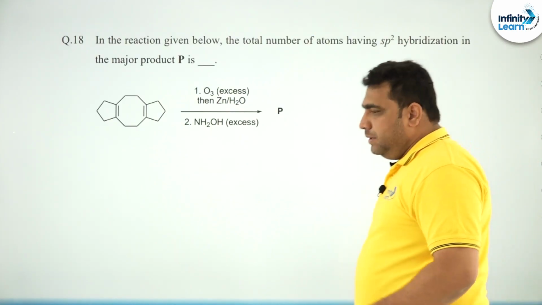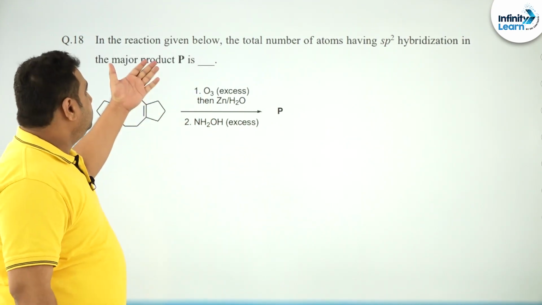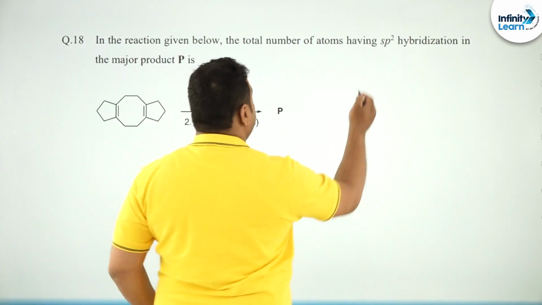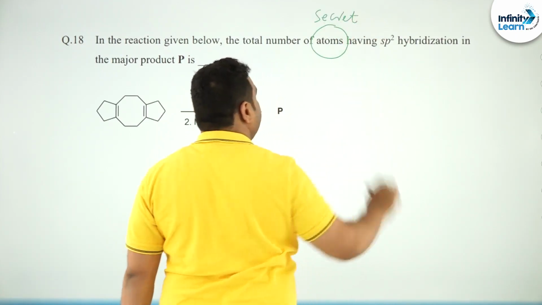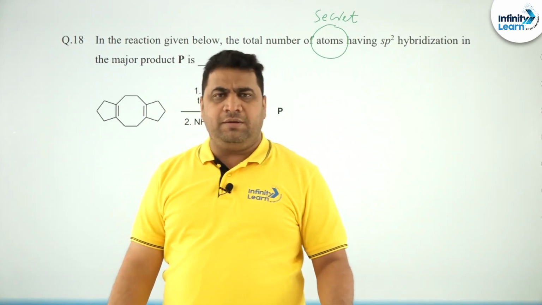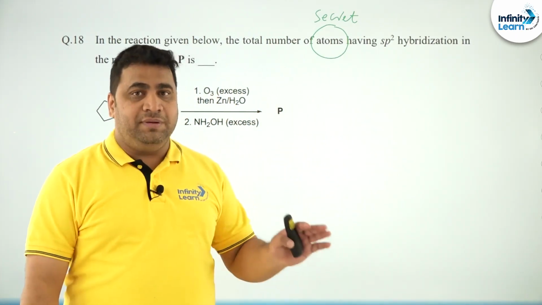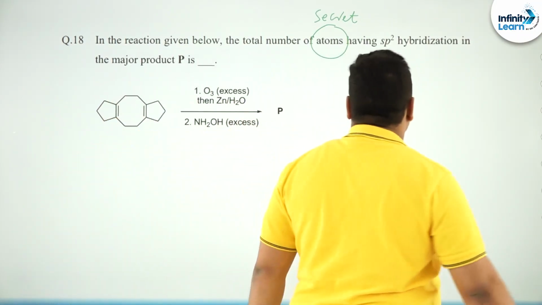In the reaction given below, the total number of atoms. This is the keyword. This is the secret here. Every question has one secret word, because in our organic chemistry generally we focus on carbon. So remember, atoms means other than carbon also, we have to see which are sp2. So let us start.